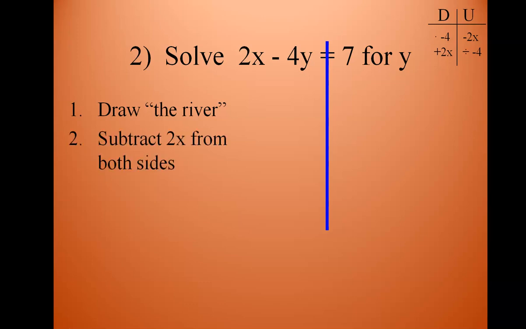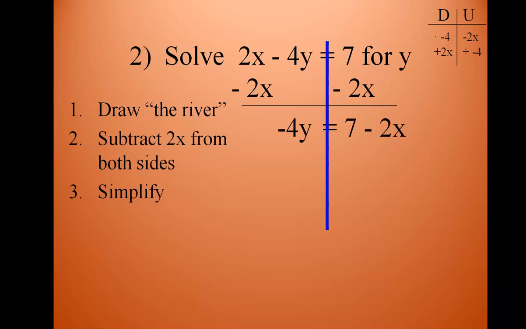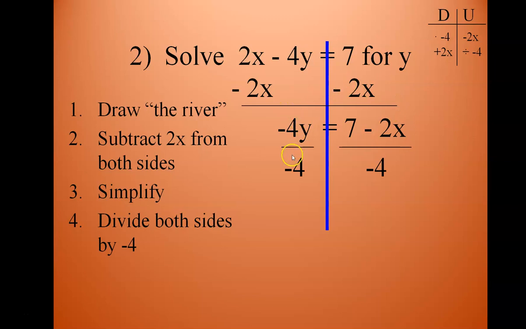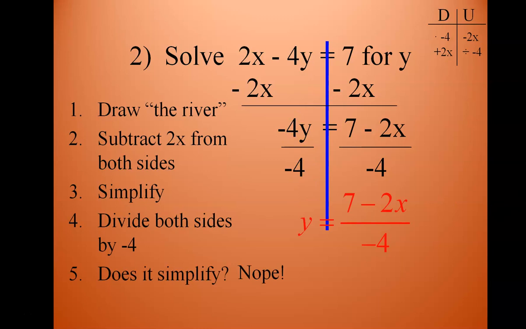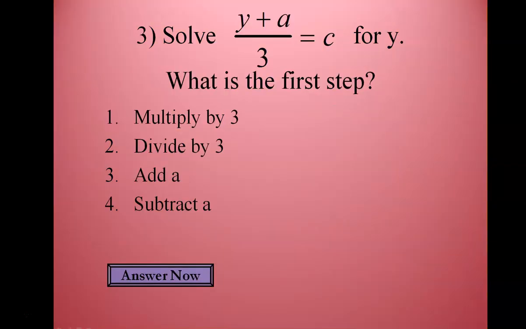So first I would subtract 2x from both sides, and then I would simplify. Because I cannot really subtract 7 and 2x, since they're not like terms, I'm going to leave that alone. Next step is to divide both sides by -4. If I do so, -4 cancels right here, so we're going to have y alone. But because we cannot simplify further, 7 we cannot divide by -4, nor -2 we can divide by -4. So then this will be my answer.